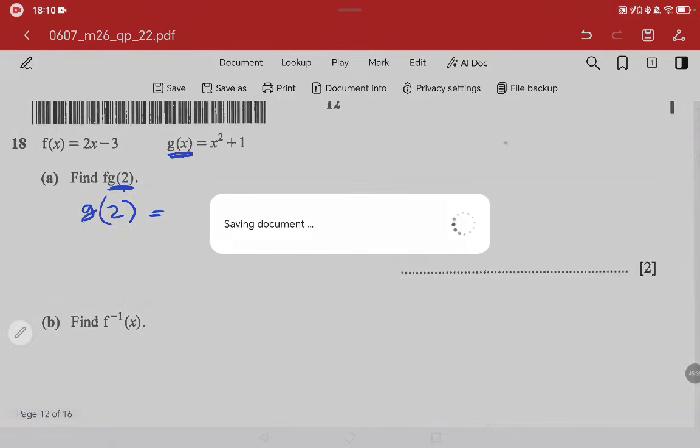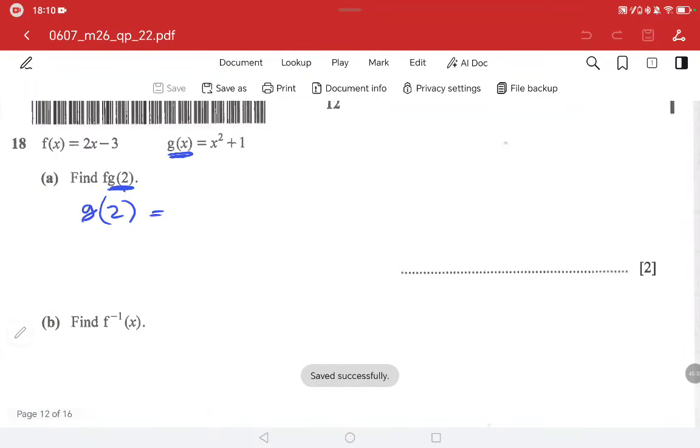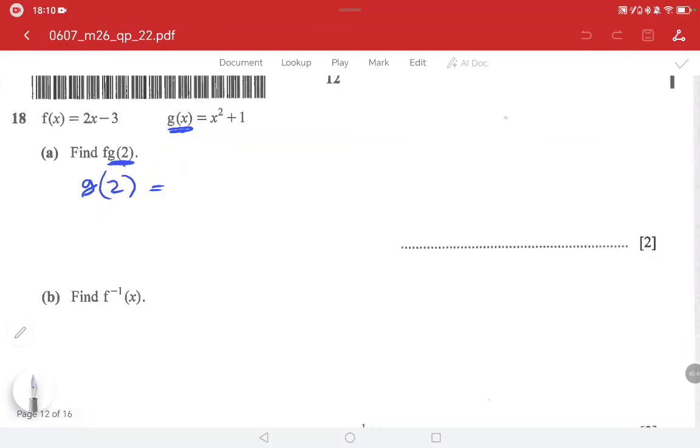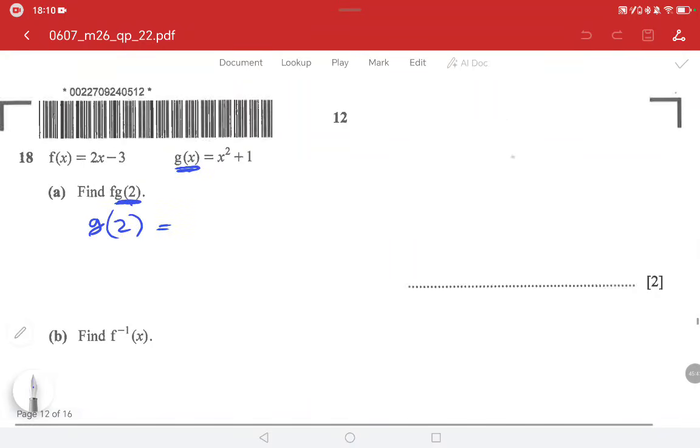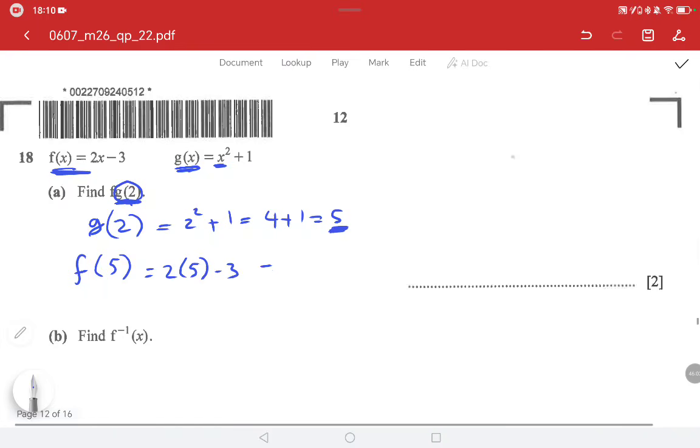So 2 squared plus 1. 2 squared is 4, plus 1, which is 5. So now you can substitute g of 2 by 5. Now this is f of x, it is f of 5, so substitute by 5. So 10 minus 3, which is 7. So the answer here is 7.